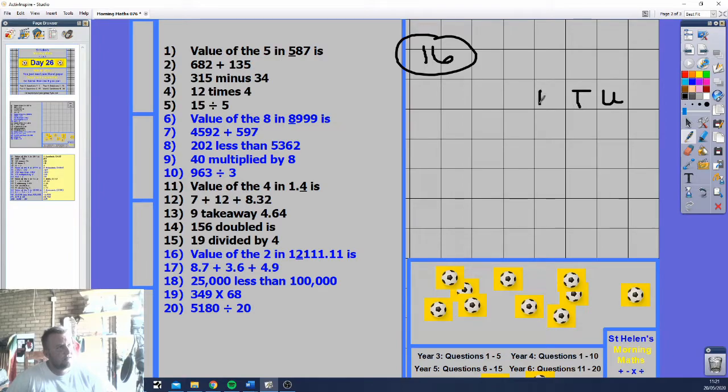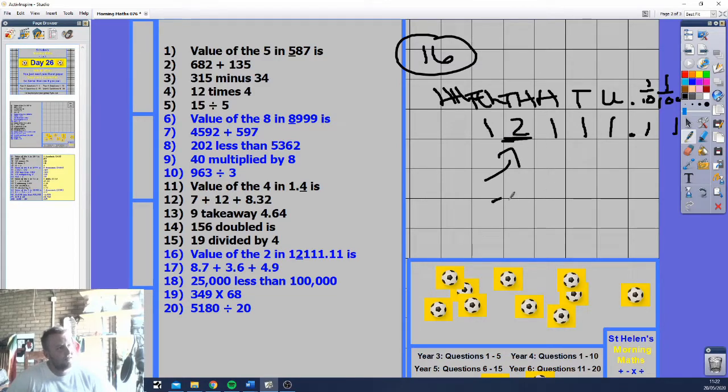Units, tens, hundreds, thousands, 10,000s, 100,000s. Decimal places as well. There is a tenth. There is a hundredth. Stick all these numbers in. There's 1 unit, 1 ten, 1 hundred, 2 thousands, and 1 ten thousand. The underlying number is there, so it is 2 thousands.